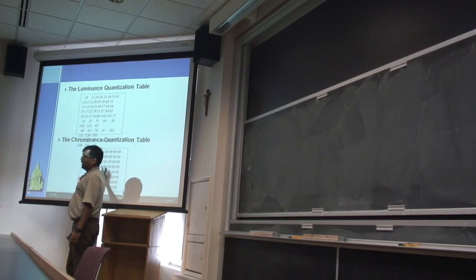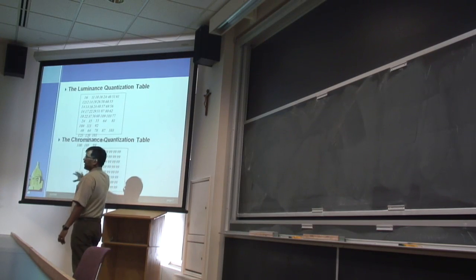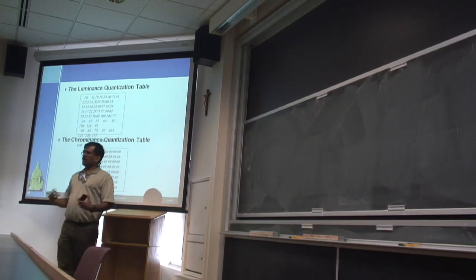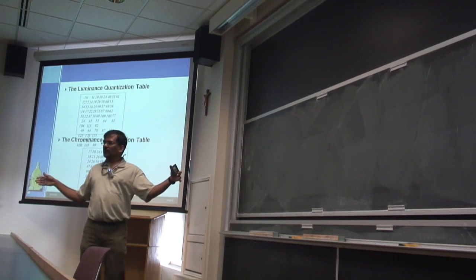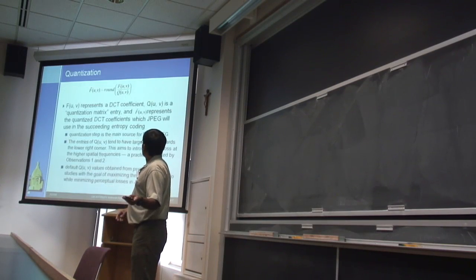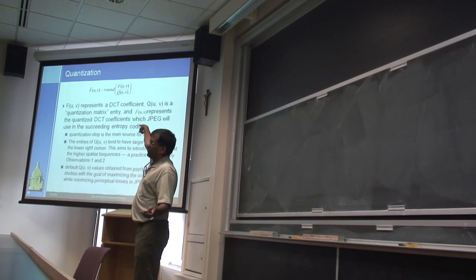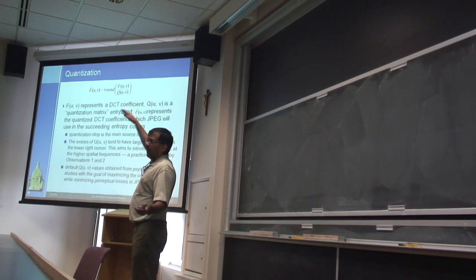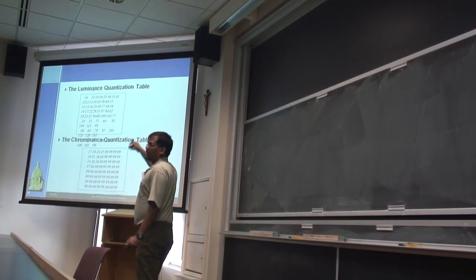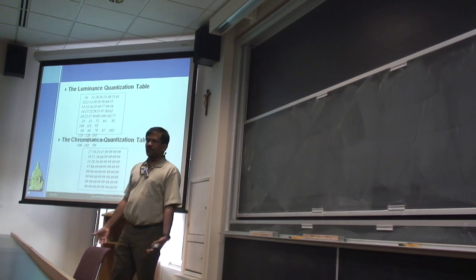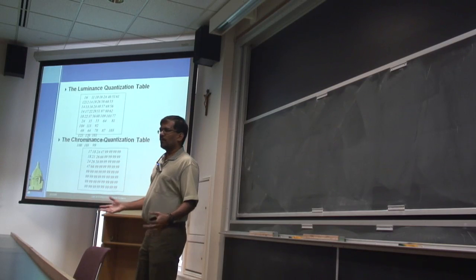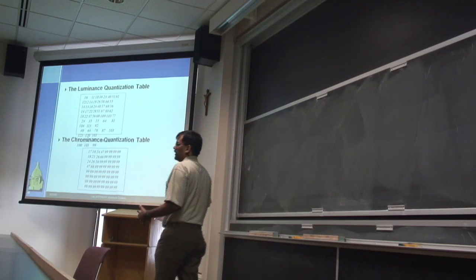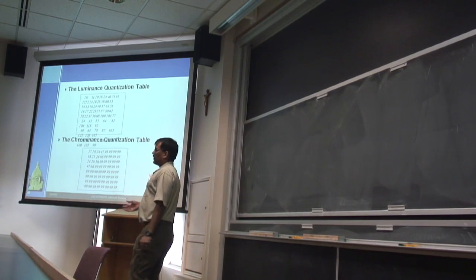So if you had like 1 for all of them, that means you're going to drop all the frequencies equally, right? Remember the equation. You divide by the corresponding entry, and then you round it. So if you had it all equal, then you would drop all the frequencies equally, which essentially defeats the whole purpose of doing all the stuff, because we want to be smart about what we drop, right?